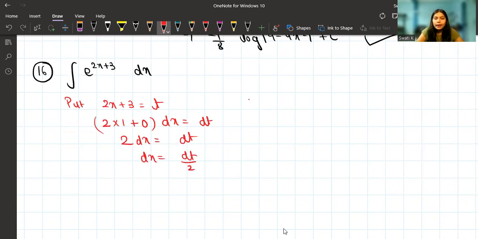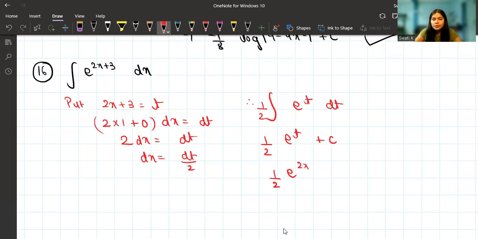Therefore, my integration will become e raised to t, dx will become dt upon 2, and this 1 upon 2 I can write outside. Now, integration of the exponential function is the same function, so it is simply e raised to t again, and then plus c. So what is the answer? 1 upon 2 e raised to t, where t is 2x plus 3, so e raised to 2x plus 3, and then plus c. That's your answer. Oh, wow. Let's move to the next question.